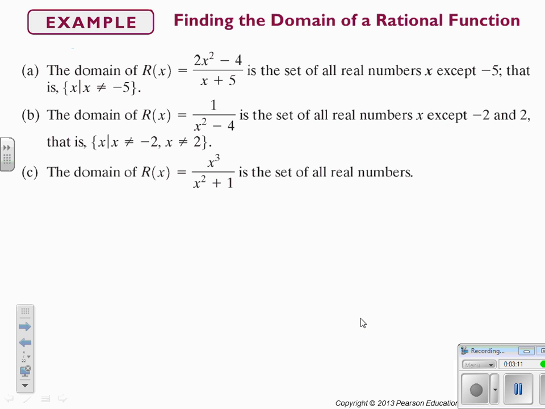Okay, x to the third over x squared plus 1. There is no number that will make the denominator equal to 0. No matter what I plug in for x, x squared will never be negative 1, so it'll never add to the 1 and equal 0. So for C, it's the set of all real numbers.